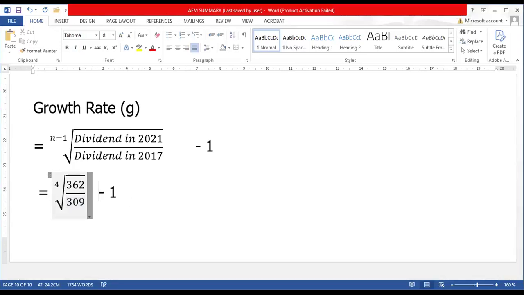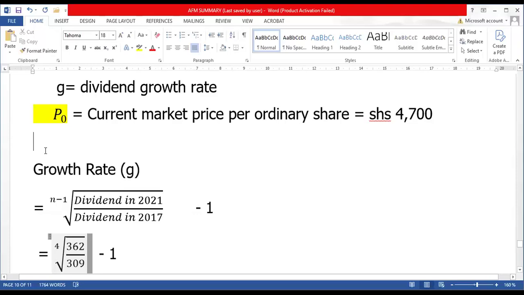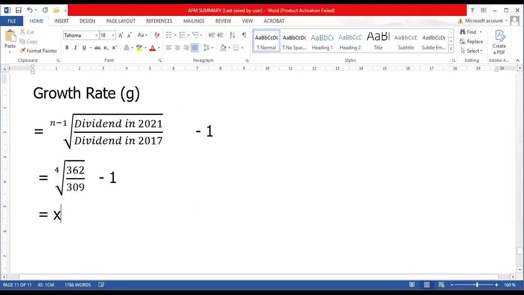Do you know how to take the fourth root on the calculator? The issue is always here. Write 4 on your calculator, then press shift, then press the power button, the one that has a root symbol. You will see this appearing. Once you see the root, open bracket, write 362 over 309, close bracket, then press equals. What do you get?